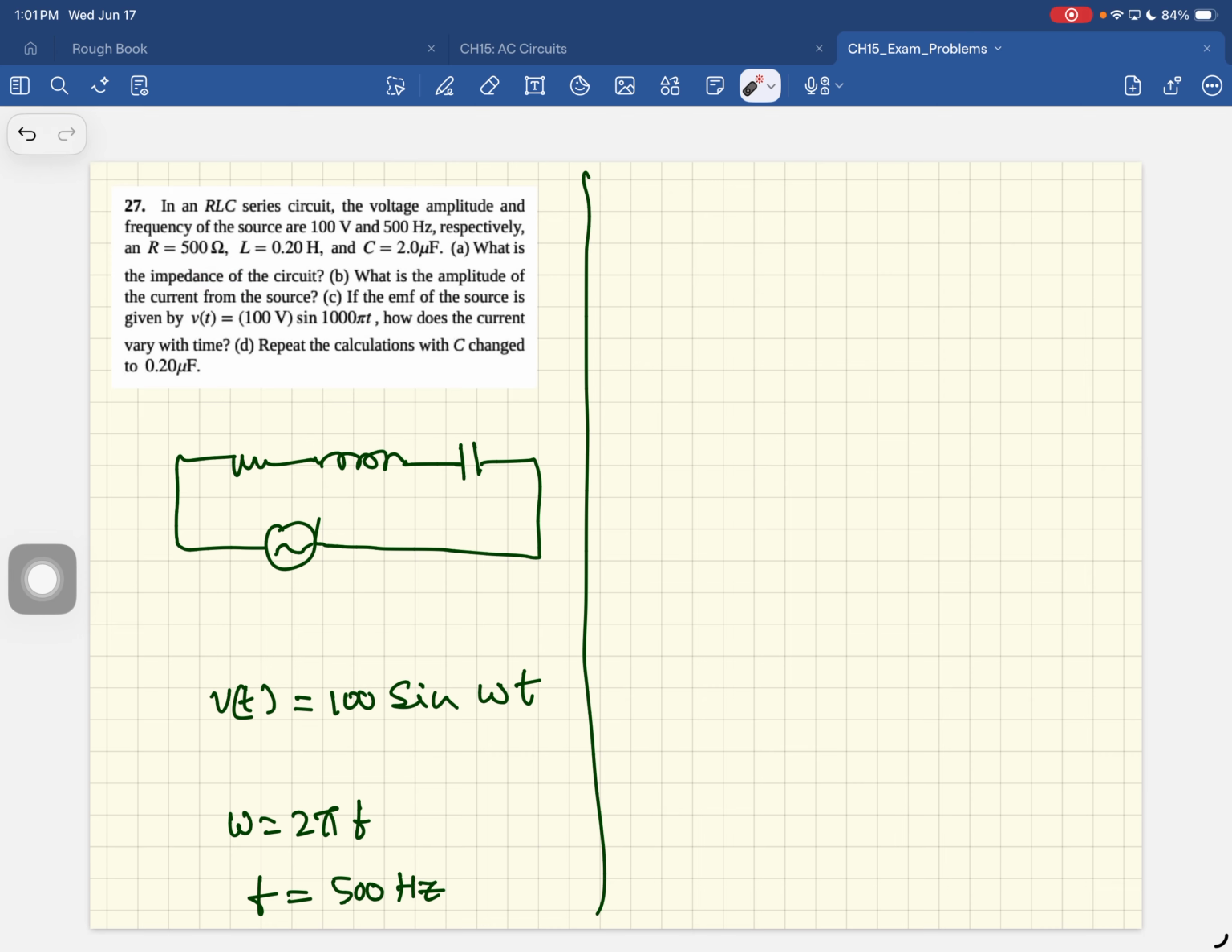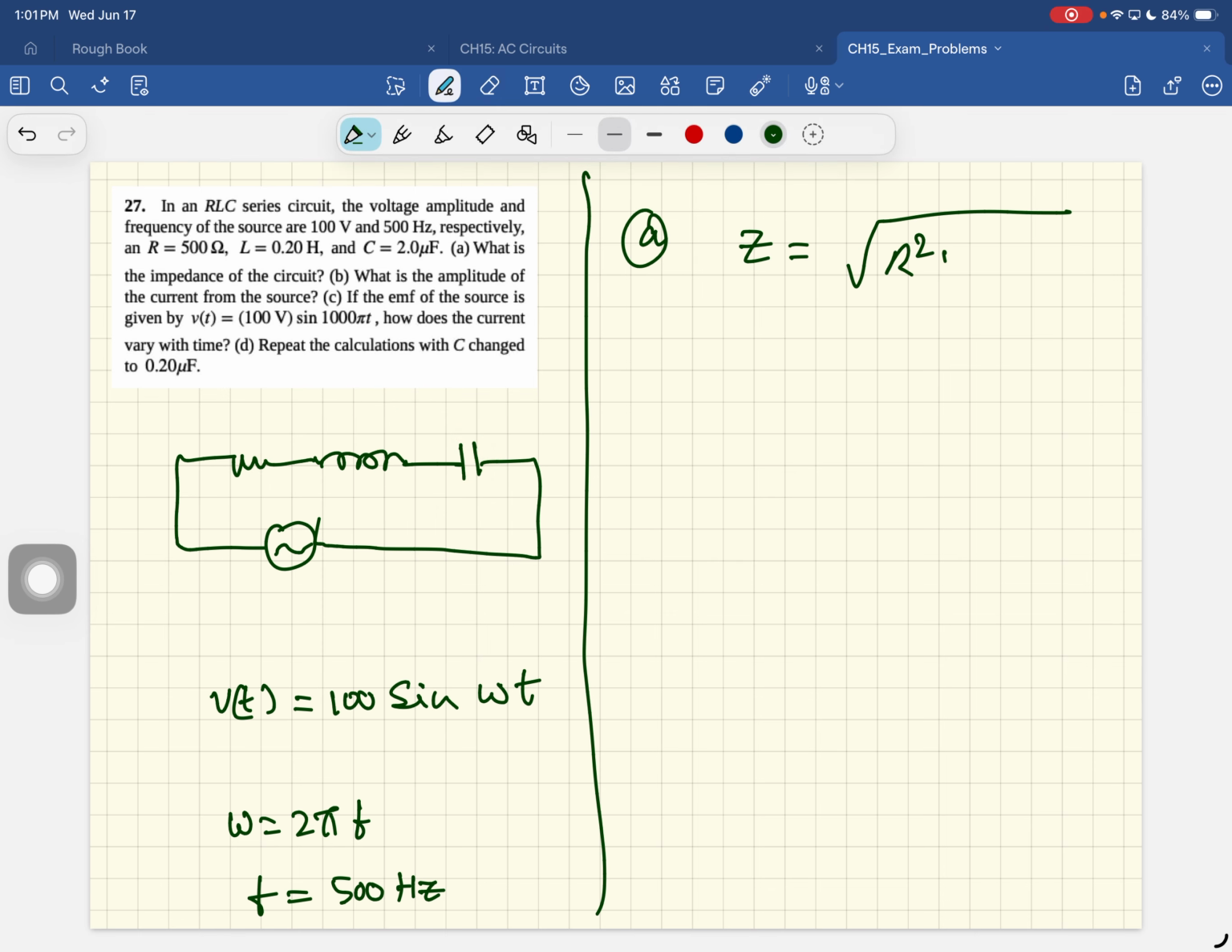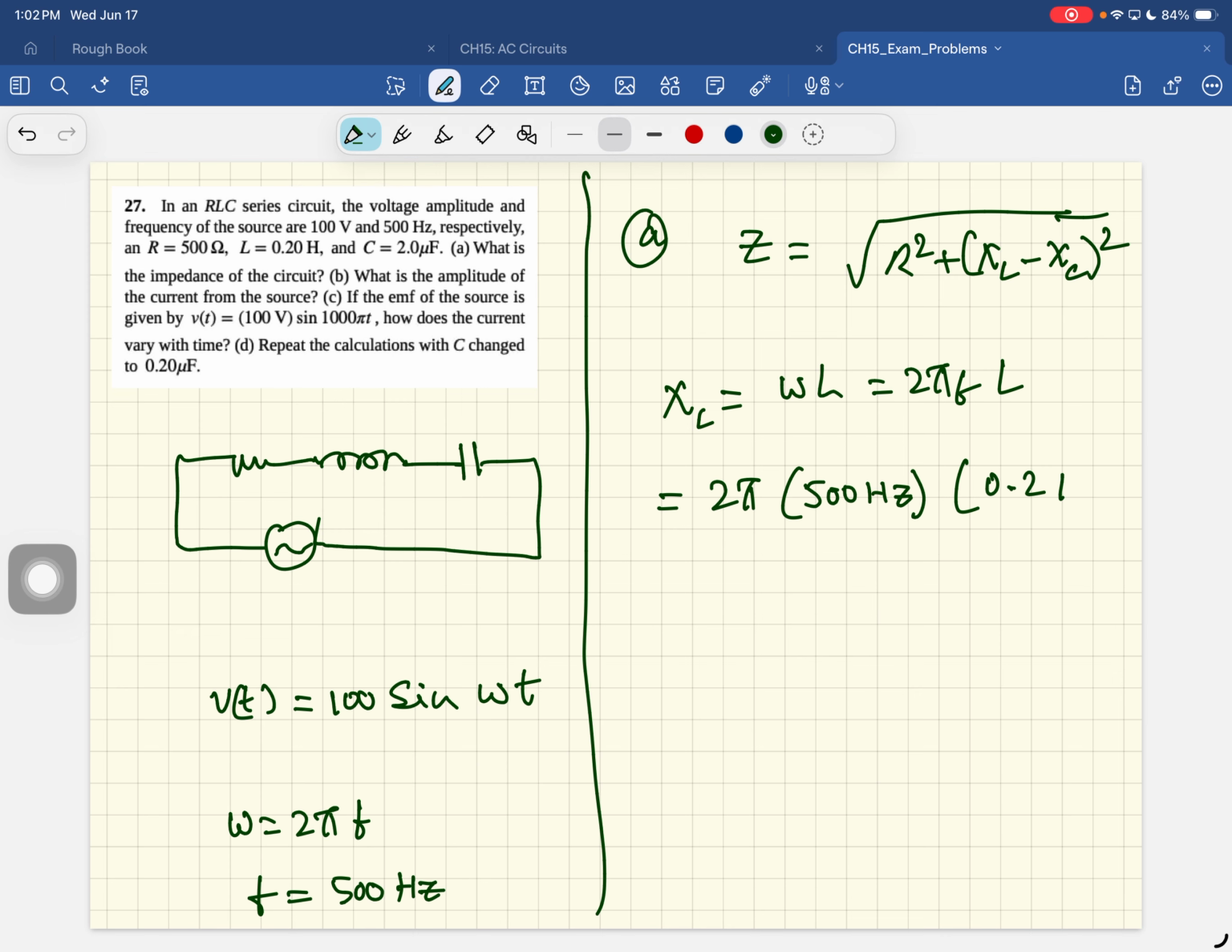B, what is the amplitude of the current from the current source? So the amplitude I max is E max over Z. E max, the amplitude of the voltage, is 100 volts. So the amplitude is 146 milliamps.